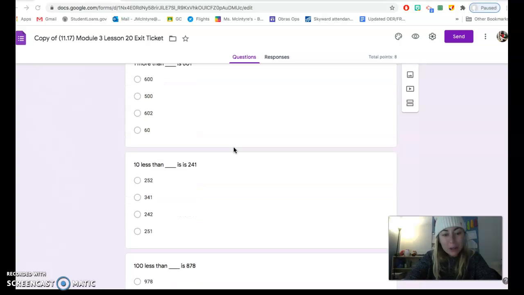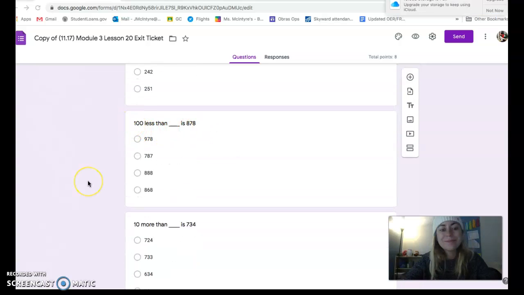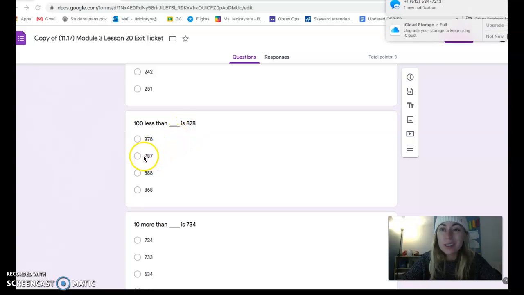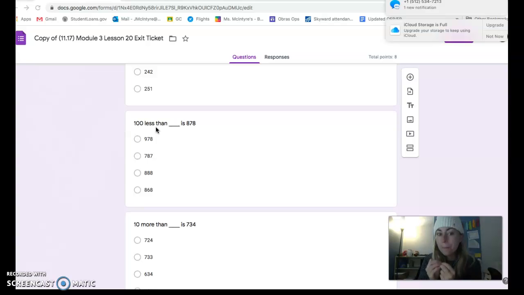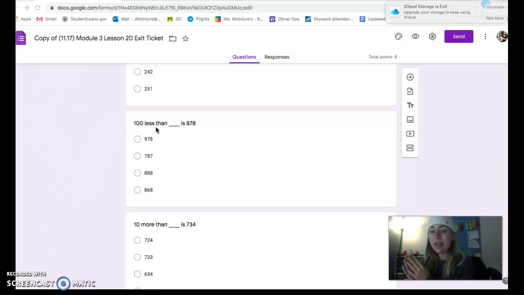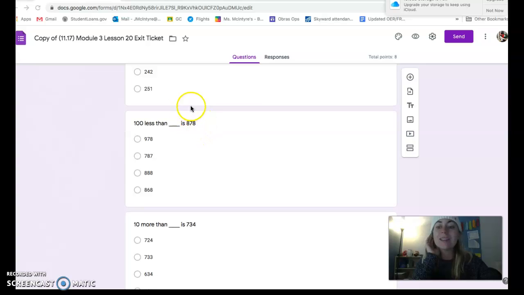You guys got a little bit tricked on this problem here, which says 100 less than blank is 878. A lot of you right away knew that the hundreds place was changing. So you clicked 787 because I think you saw this 7 here and you saw the word less. But the order of the question says 100 less than blank is 878. So 878 is the smaller number. The answer should have been 978.